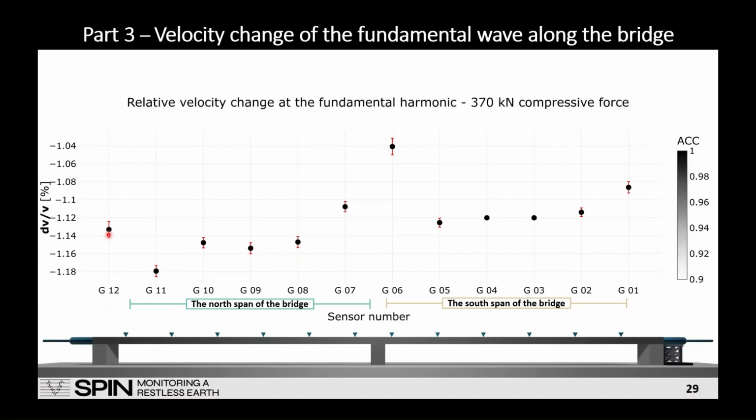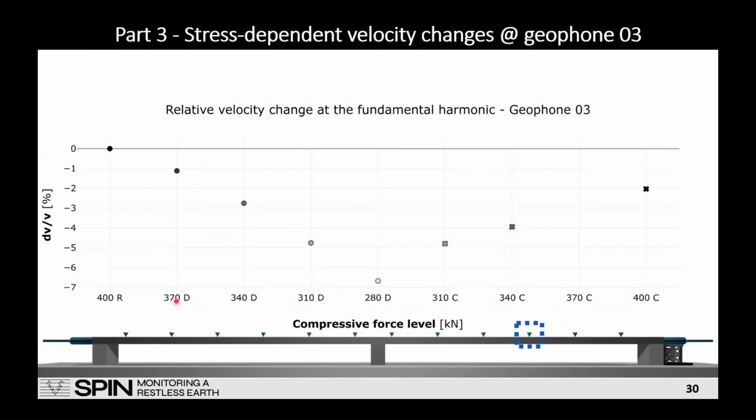The color represents the quality of the measurement, which is pretty good. And the variability is represented by the vertical red bars. So yeah, at this point, we can observe that changes in the velocity of vertical oscillation are happening more in the north span, where we identify this low integrity level on the bridge. But then what happens if we analyze only the information recorded in the geophone tree as a function of all the compressive forces? And this is what happens.